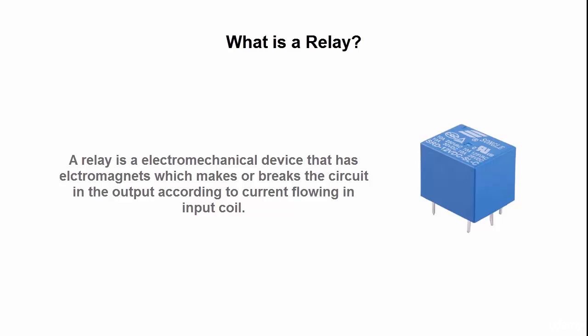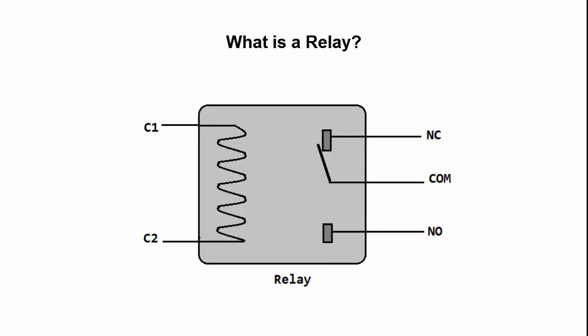So this is a relay. There is a coil in the input and three metals in the output. They are termed as output terminals. So overall we have C1 and C2, which are the terminals of coil. In addition, we have common pin, which is COM, NC pin, which is normally connected, and NO pin, which is normally open. Let's see how it works.